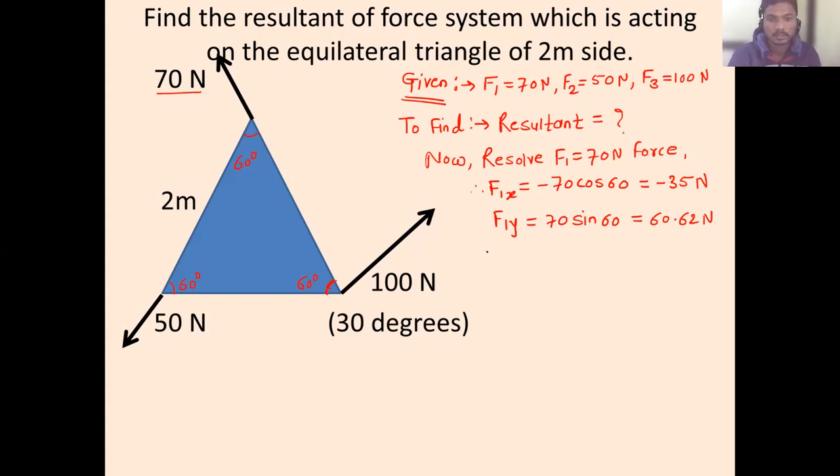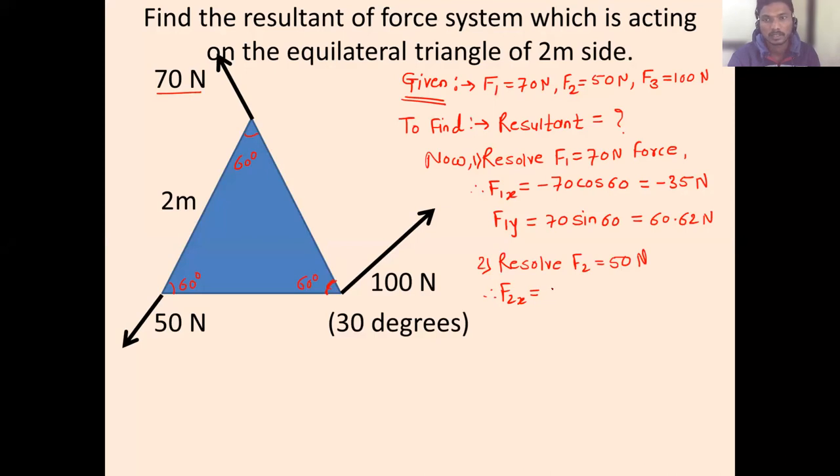Next, let us give names. First I have resolved F1, now I will resolve F2, 50 Newton. Therefore F2x is equal to minus 50 cos 60. Before that, in which quadrant does this 50 Newton force lie?